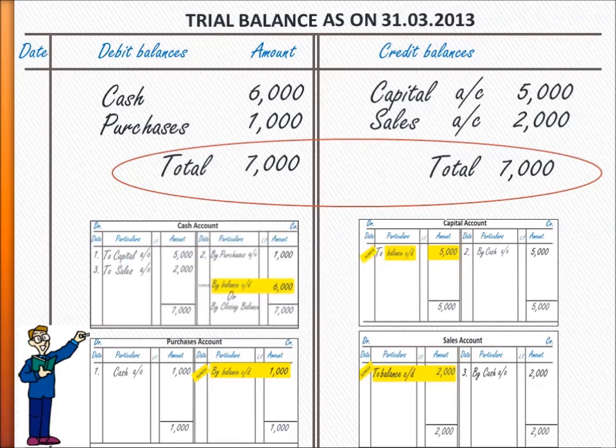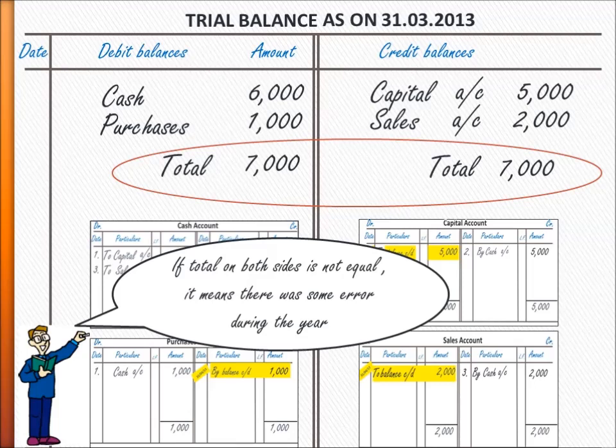If the total of trial balance on both sides is equal, it means there was no error during the year. Basically, it's a test of your accounting activities. If there is any difference in the trial balance, if both sides are not going to balance, it means some error has been made during the year. You will have to check all the journal entries, all the ledger posting, totals, etc. But in this situation, we don't need to check anything. Everything is perfectly all right.